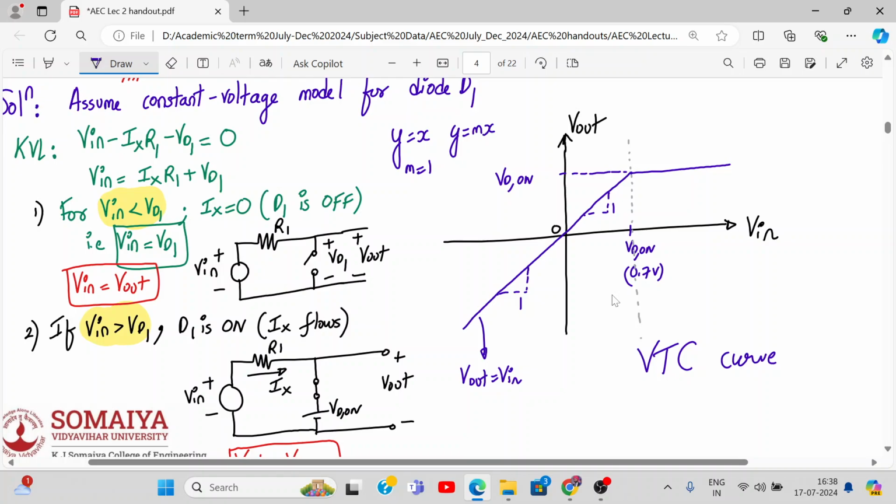So if the input voltage V in changes, the output voltage follows the change in the input voltage up to a certain point, that is VD on, and then the output will saturate or limit to a constant value. Yes or no? And that constant value is VD on. Therefore the circuit is also called a limiter. So what is an application of such a circuit? It can be used in Bluetooth receivers. That is the application of such a circuit. Alright.